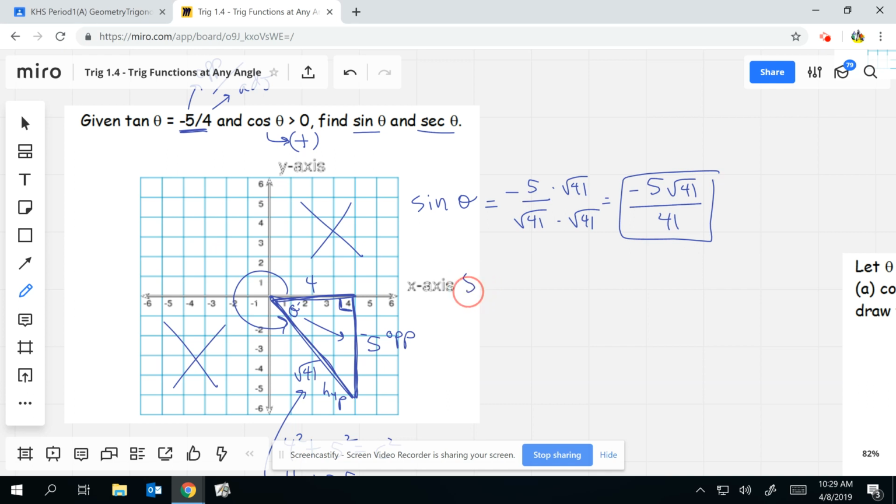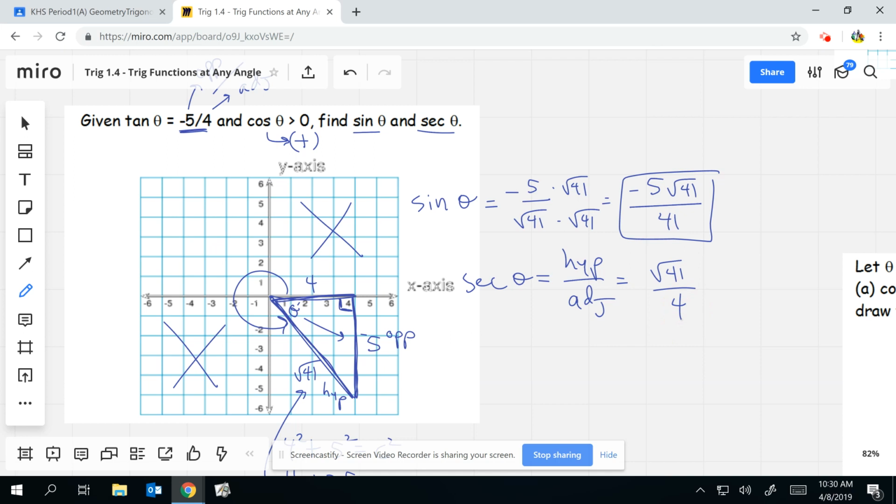Secant of theta is best to just write down what 2 sides you need for secant. Secant is reciprocal to cosine. So cosine is cos, C-A-H, it would be A over H for cosine. But if you flip that over, it's H over A. So secant is your hypotenuse over your adjacent. It's the exact reciprocal of what cosine would be. And so our hypotenuse is radical 41, and it is over the adjacent of positive 4.